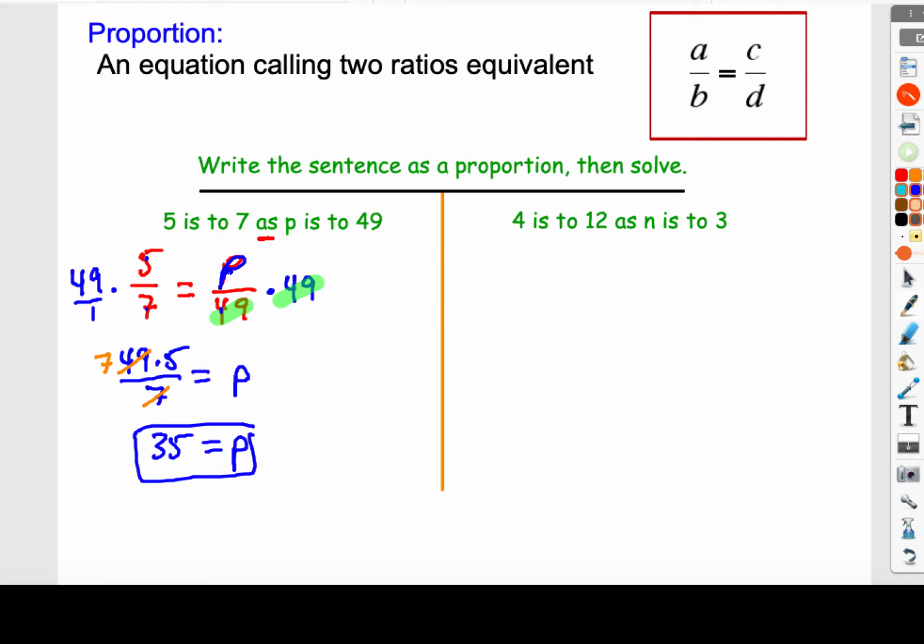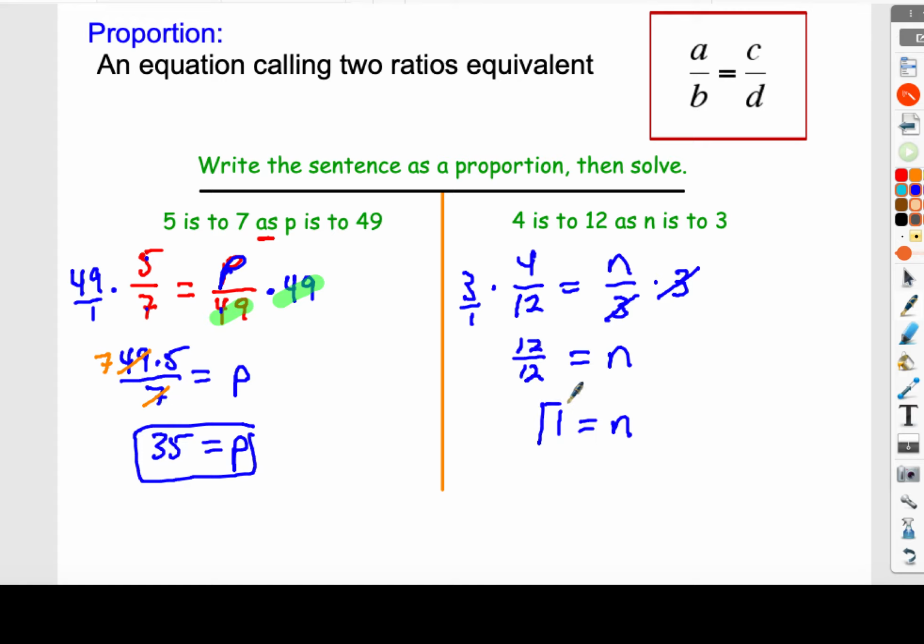So 4 is to 12. So same idea. 4 is to 12 as n is to 3. If we multiply by that 3 on both sides, again, basically those two 3's will cancel. We'll get our n value. And then, notice on the left, again, anytime you're multiplying by a fraction, just think you're multiplying by the top. That just made 12 over 12, and n equals 1, right? Which makes sense. 4/12, if you think about it, take that 4 out of top and bottom, really is the same thing as 1/3.